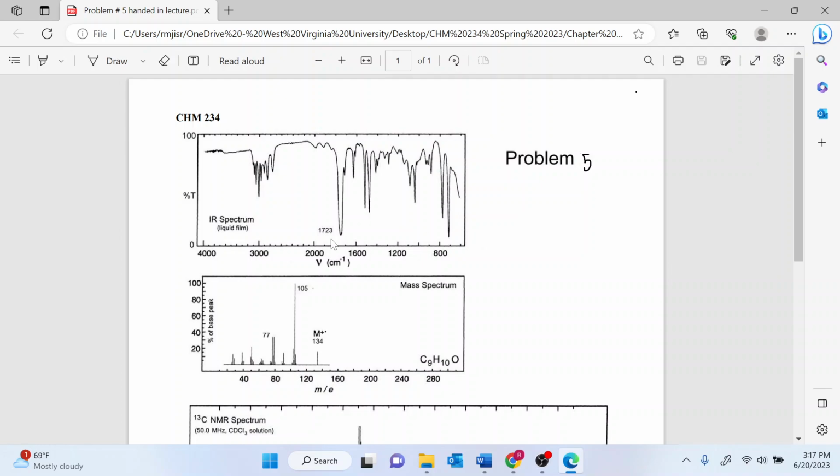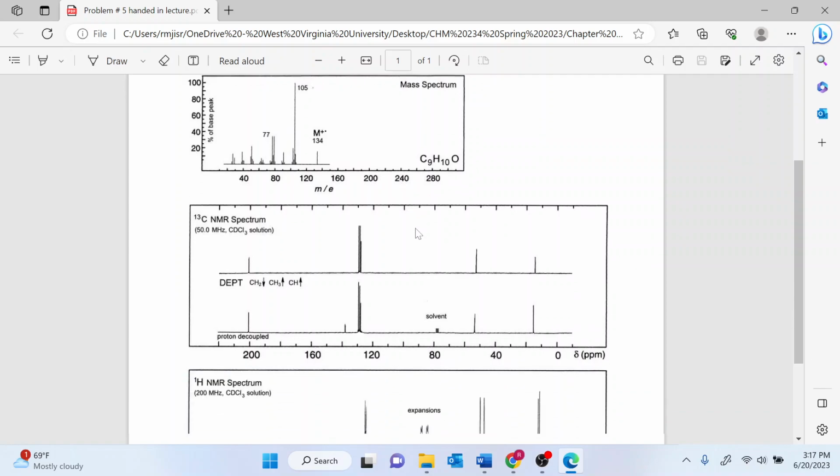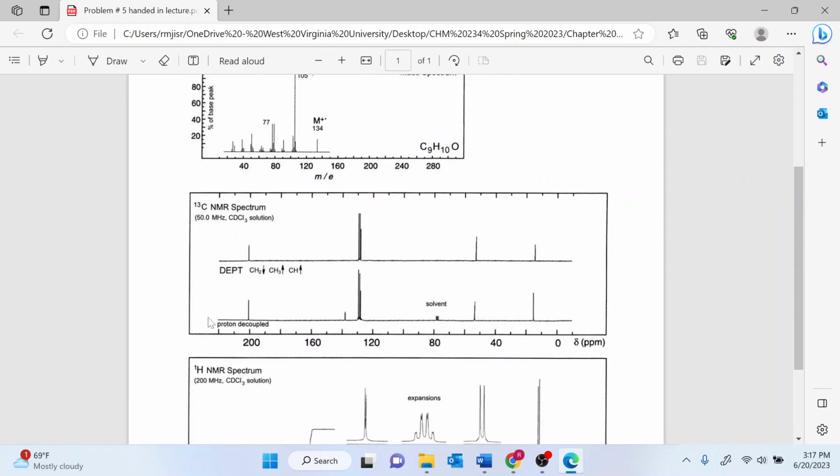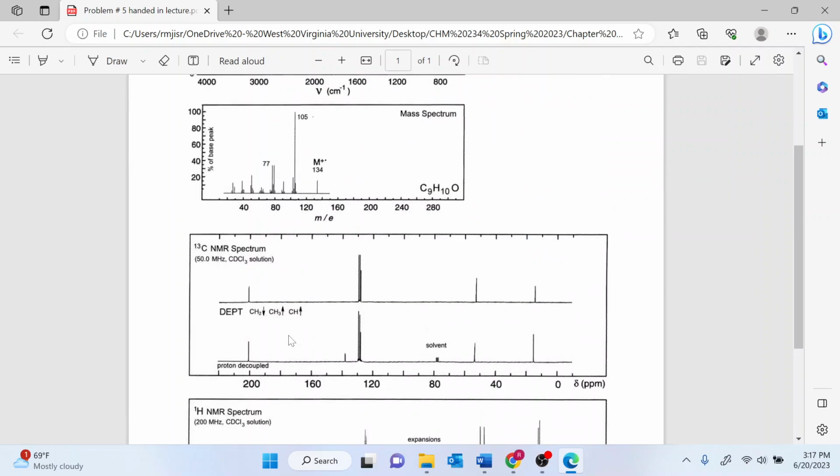In this problem, you are given the IR spectra, the mass spec, together with the molecular formula, so you don't have to calculate the molecular formula. You are given the carbon-13 data, the proton decoupled spectrum, together with the DEPT. This is the DEPT 135, because you can see that you have your CH2 as a negative peak. And then you are given the proton NMR spectrum.